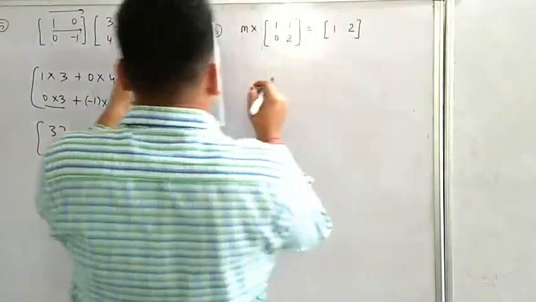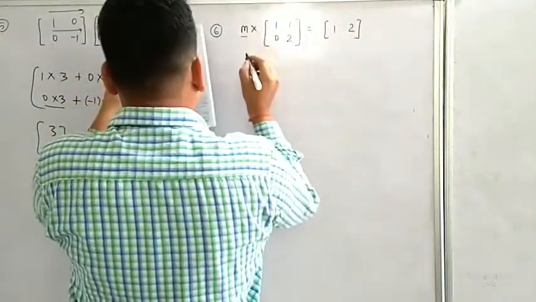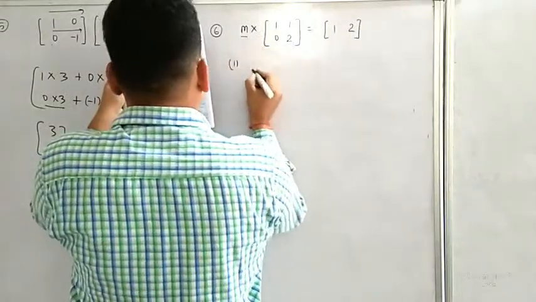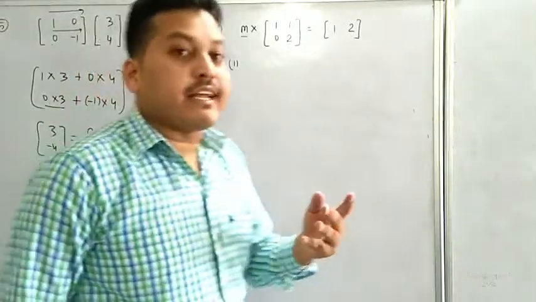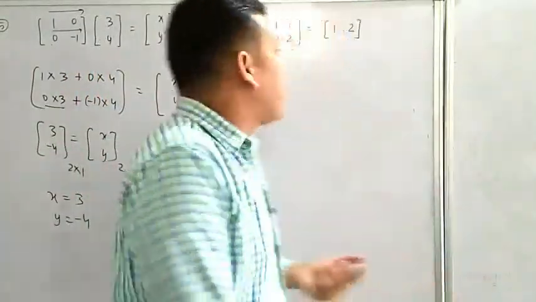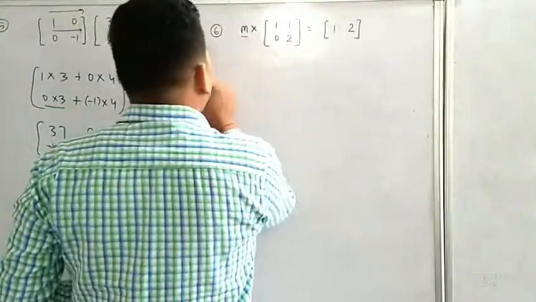And where M is a matrix, the question is: find the order of M, and second, find the value of M. First is the order of M and second is to find the value of the matrix M. So what will be the order of this matrix?